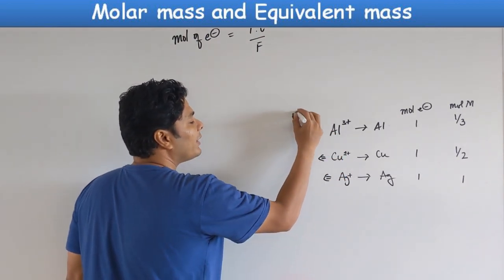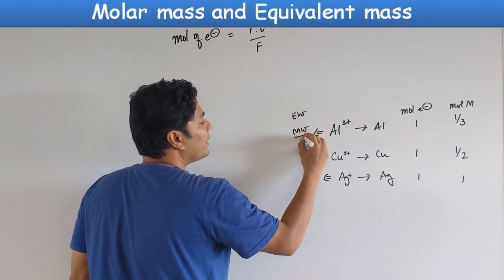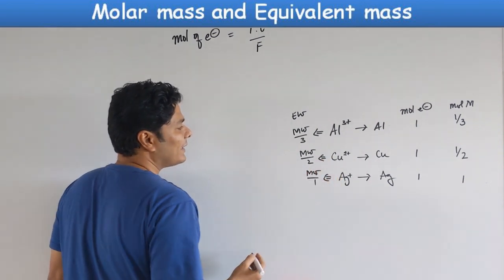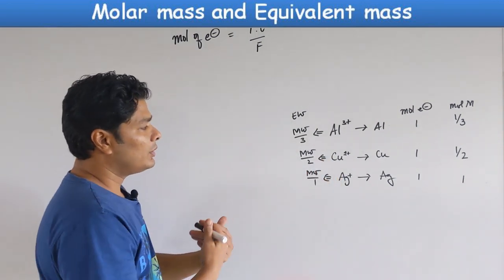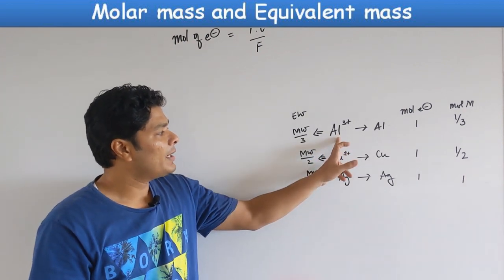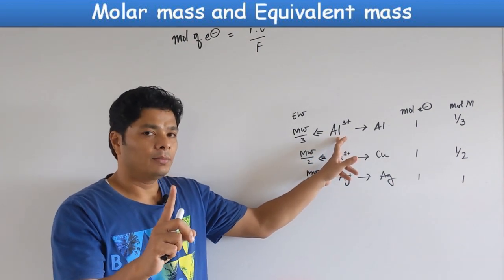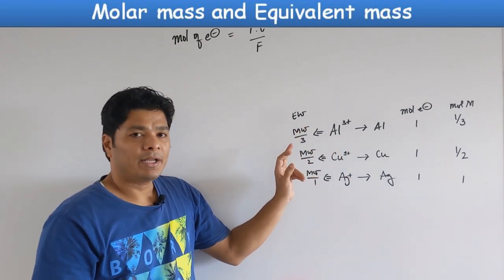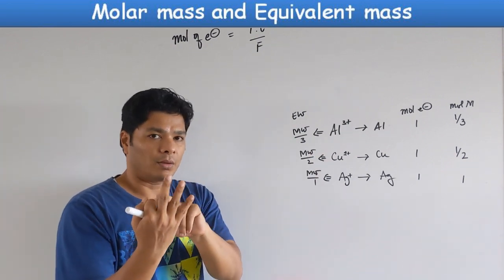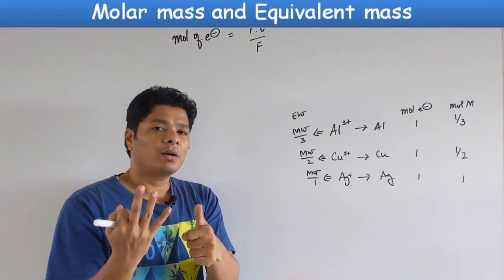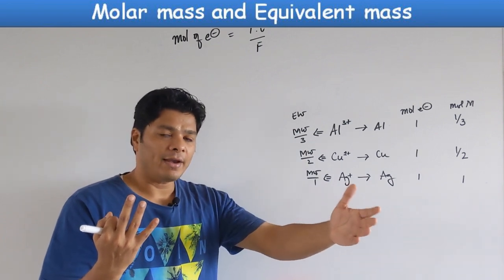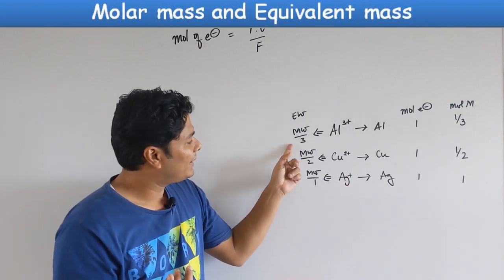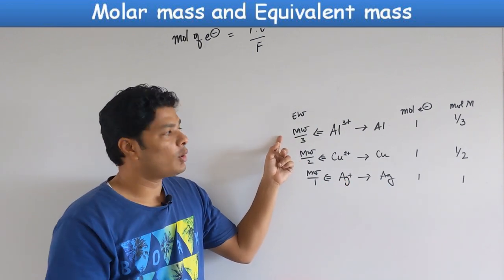Now, how do you get your equivalent weight? Molecular weight by 3, molecular weight by 2, molecular weight by 1, molecular weight by valency. Now, if you just look into what I just said, here I will get 1 equivalent of Al. What will be the equivalent weight of that? Molecular weight by 3. Now, if I pass 3 moles electron, 1 mole electron deposits 1 equivalent of Al. 3 moles electron will deposit 3 equivalents of Al.